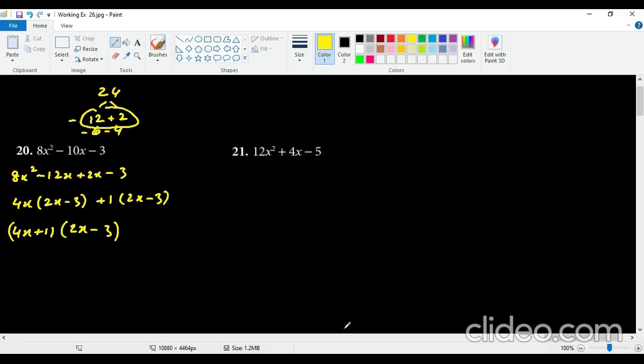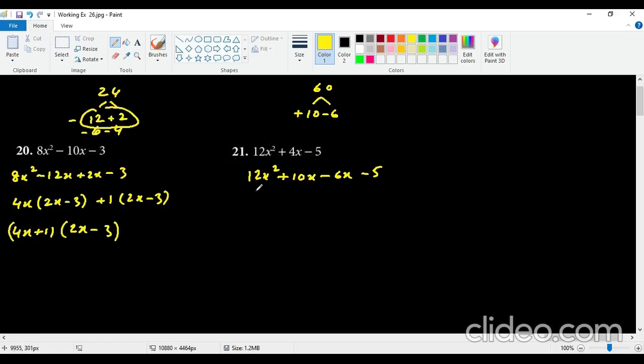Moving on to question number 21. In here, 12 times 5 is going to give us 60, and 10 and 6 is going to give us a 4. 10 times 6 is a 60, and plus 10 minus 6 is going to give us a plus 4. So I will write 12x square like this, minus 5 I will write like this, and I will write for question number 21 plus 10x and minus 6x like this.